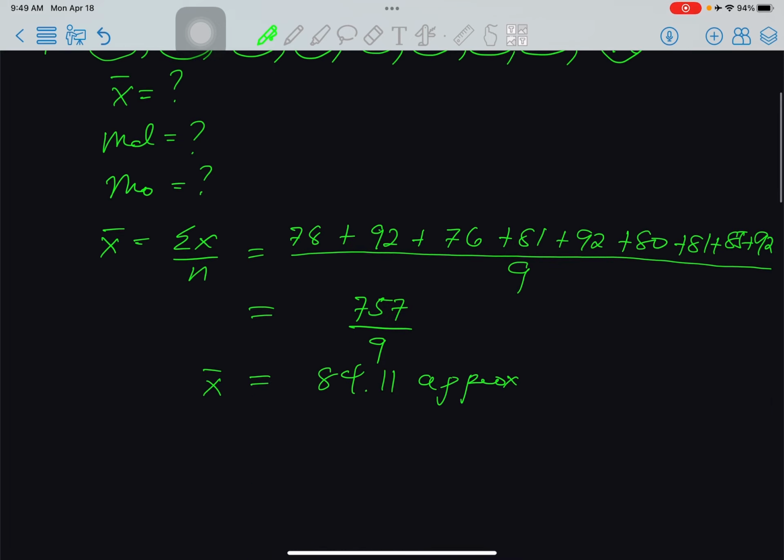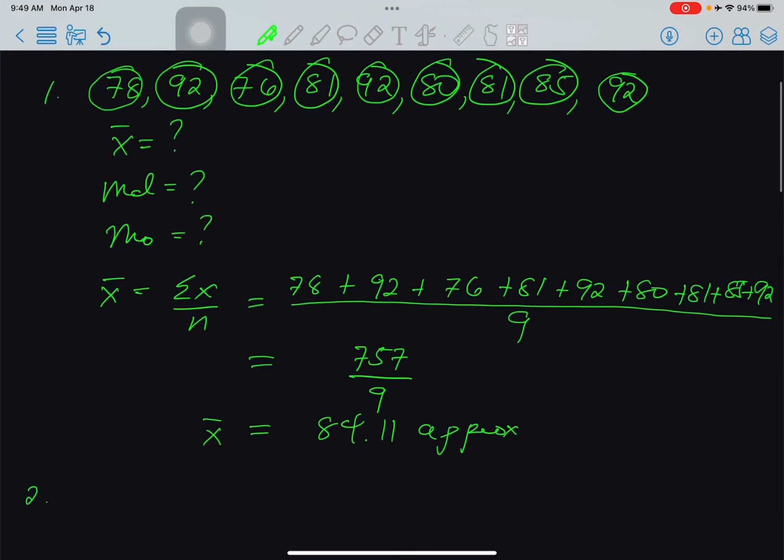Now, what is our median? Remember, we are simply talking about ungrouped data, and to determine our median, we just have to arrange first our scores from the lowest going to the highest, or arrange your data set in ascending order. So here, let us identify the smallest score. Our smallest score here is 76. Then followed by 78.